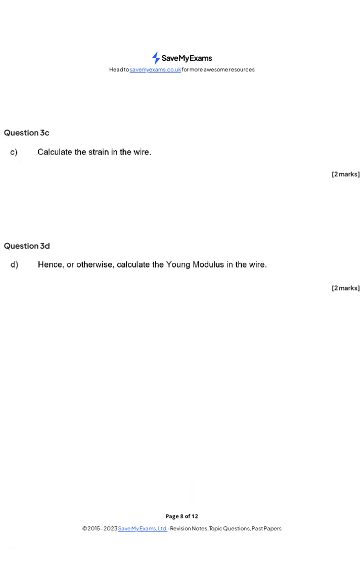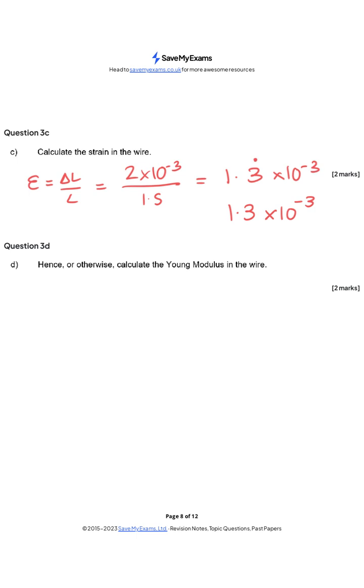3C is asking us to calculate the strain. So that's going to be the change in length divided by the total length. Our change in length was 2 times 10 to the negative 3, and our original length was 1.5 metres. So you get 1.3 recurring, or 1.3 times 10 to the power of negative 3, and there's no unit because we're talking about strain.